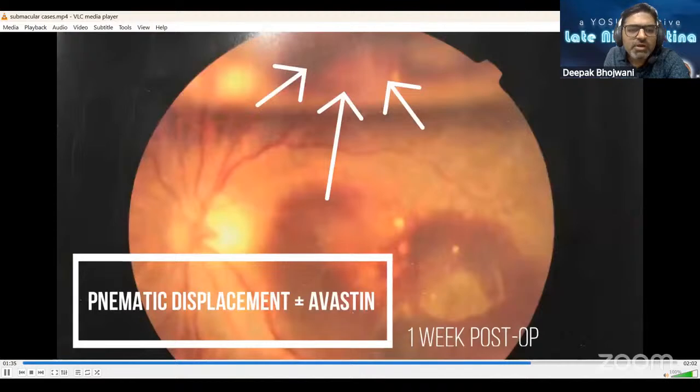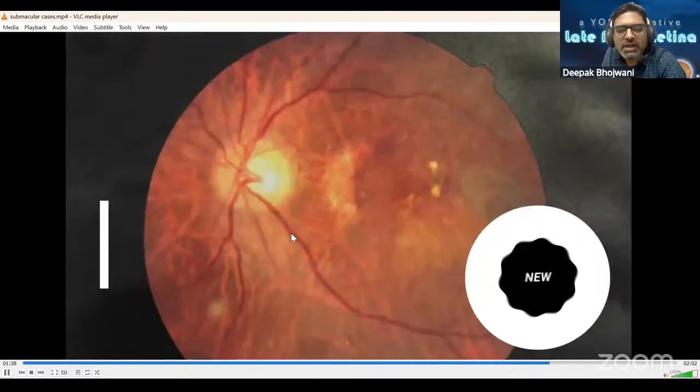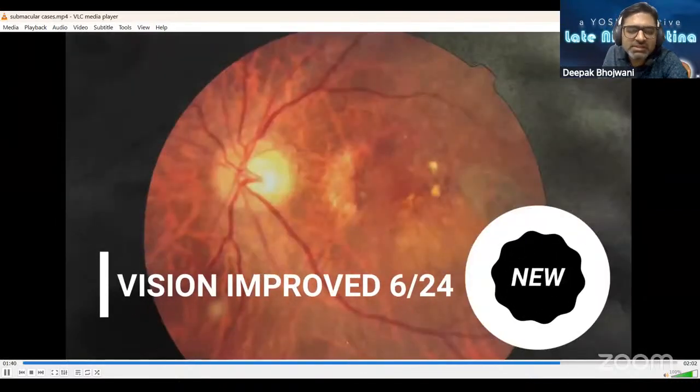At one week post-op, you can see the gas meniscus is there, the heme has started clearing, and she has also started getting vision. At 1 week, she was 6/60. Because she had promising results, she continued with anti-VEGF injections. So I gave her monthly injections. This is the picture we see at 3 months, after 3 loading doses of Avastin only.